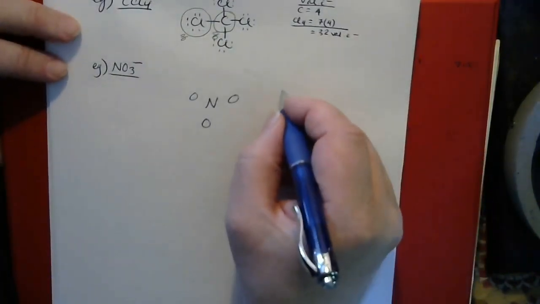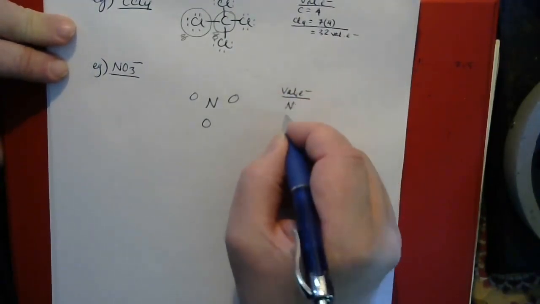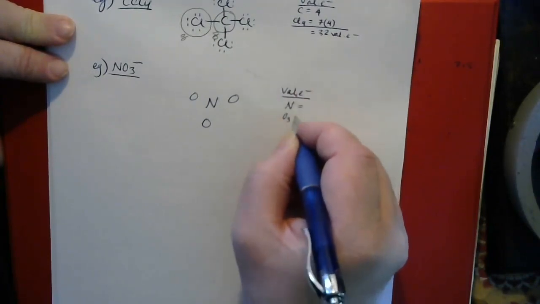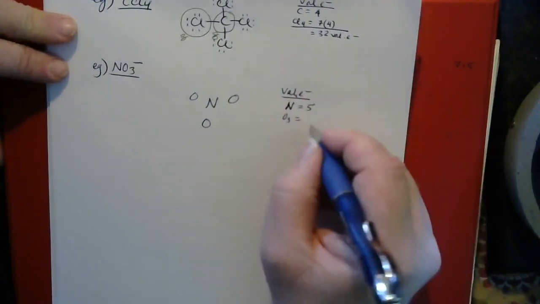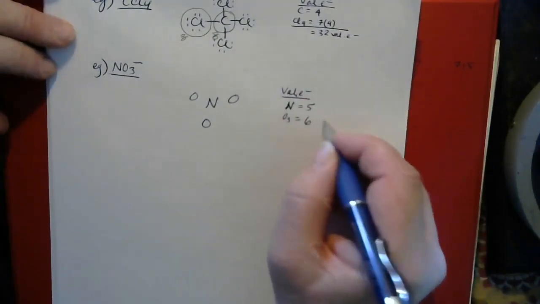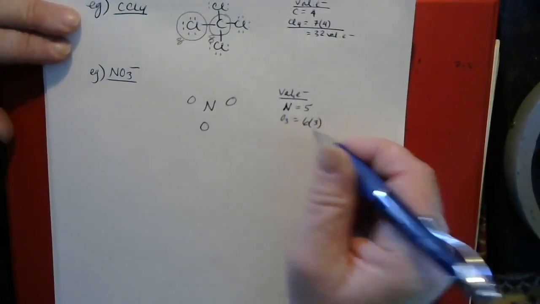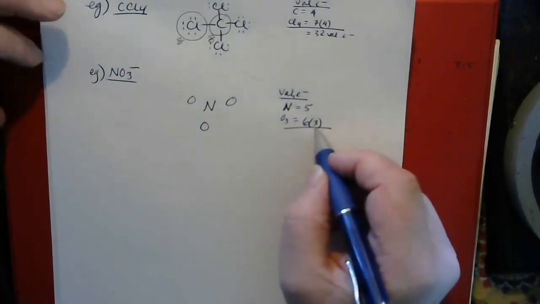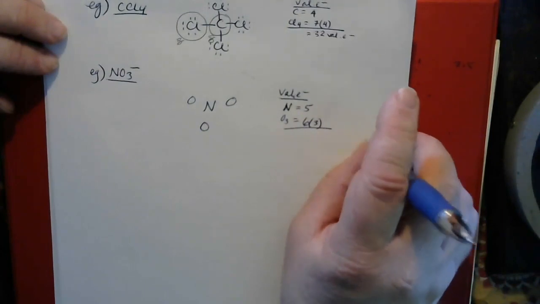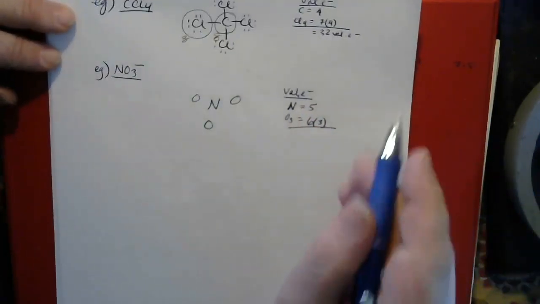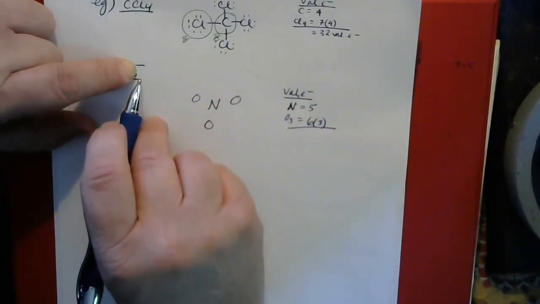Okay, for the total number of valence electrons, we've got a nitrogen and we've got 3 oxygens. Nitrogen, group 5A, means it has 5 valence electrons. Oxygen is group 6A, which means it has 6 valence electrons, but there are 3 of them. So that's 6 times 3, that's 18, plus 5 is, wait a minute, I almost forgot about the negative charge.